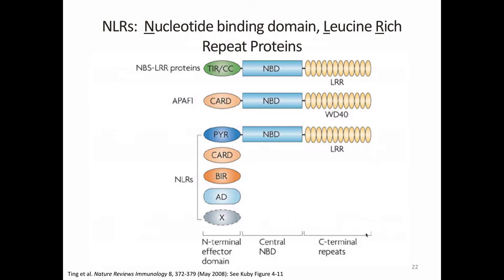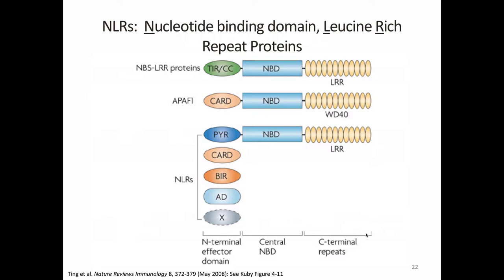The one in the middle is a protein known as APAF1. APAF1 has a nucleotide binding domain. It even has the CARD domain that some NLRs have. And it has a WD40 domain that looks sort of like an LRR. It turns out that you have actually learned about APAF1 before. You have heard of APAF1 in a previous biology class. I am going to come back to APAF1 in just a minute.